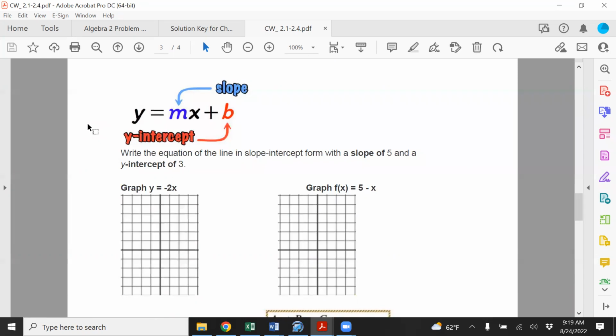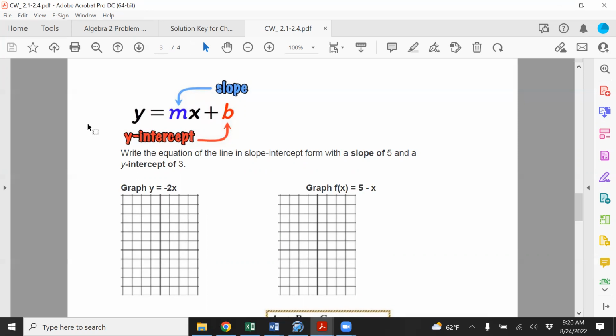Plot the y-intercept and use the slope to get additional points. Very simple. Plot the y-intercept. Use the slope to get additional points. That's all. So y equals -2x. Perfect. You can think of it as +0. We don't put the +0 because it's redundant, but you could.